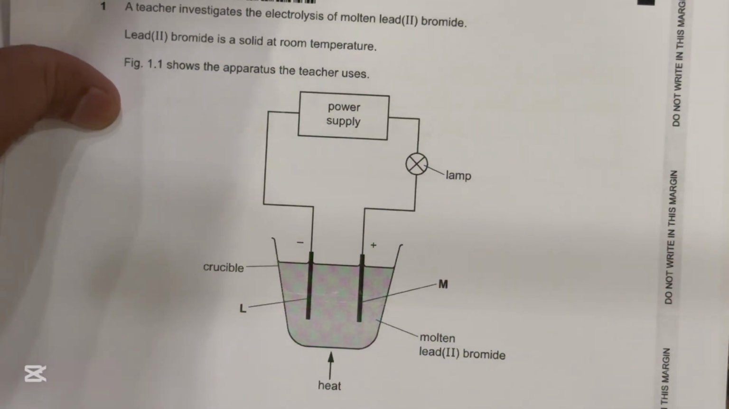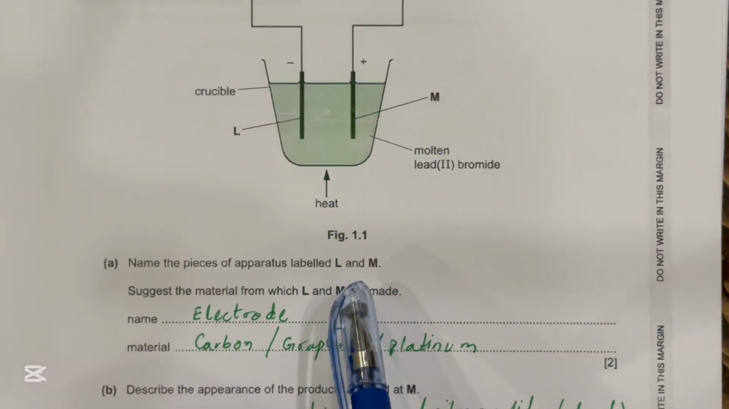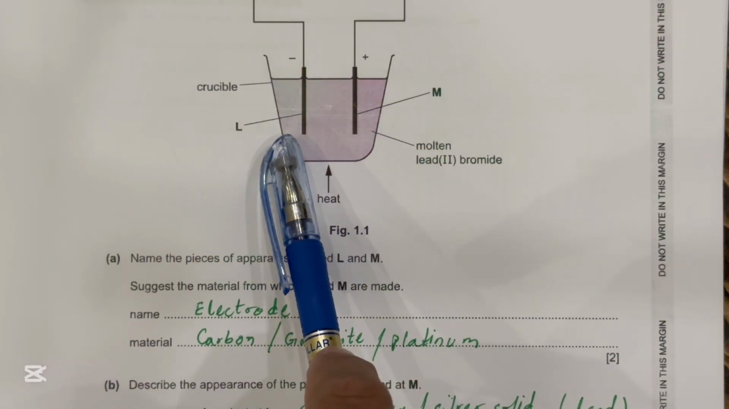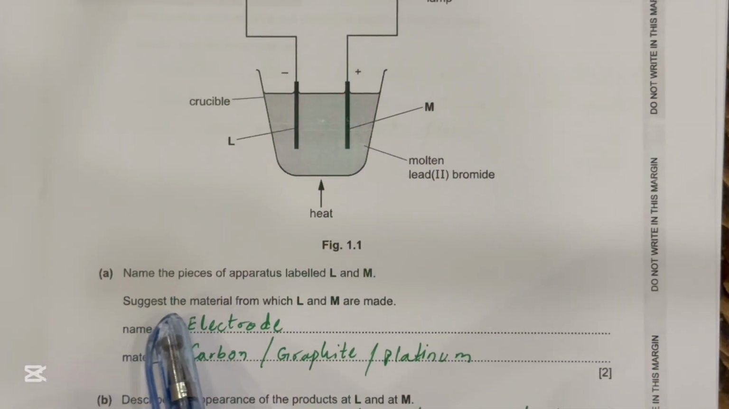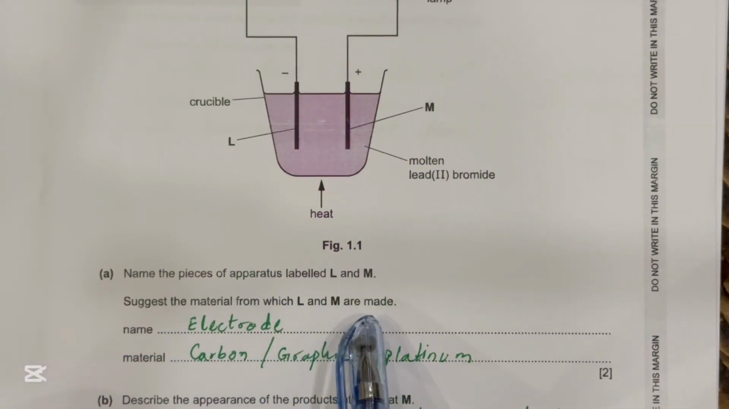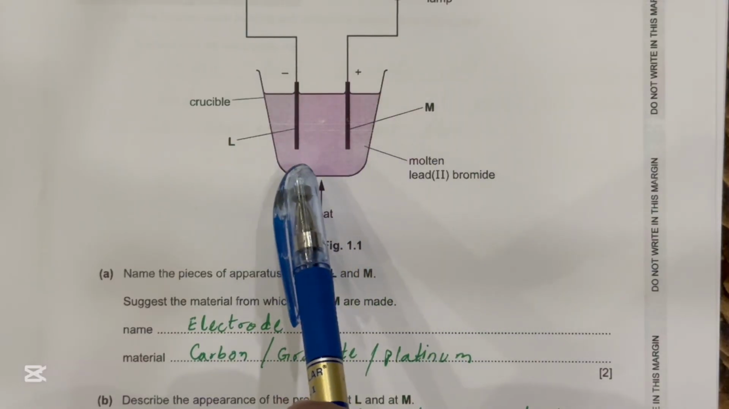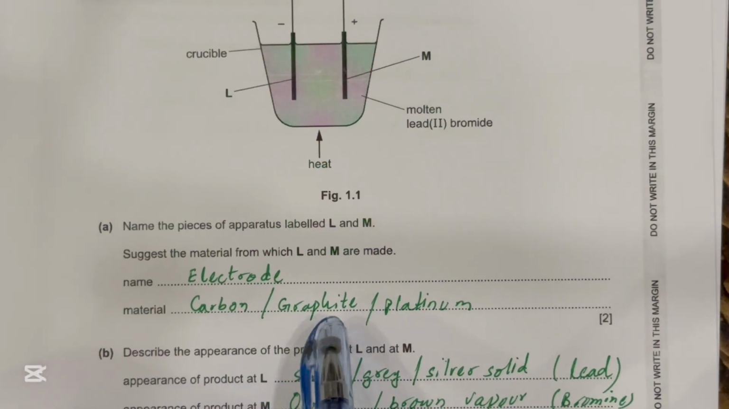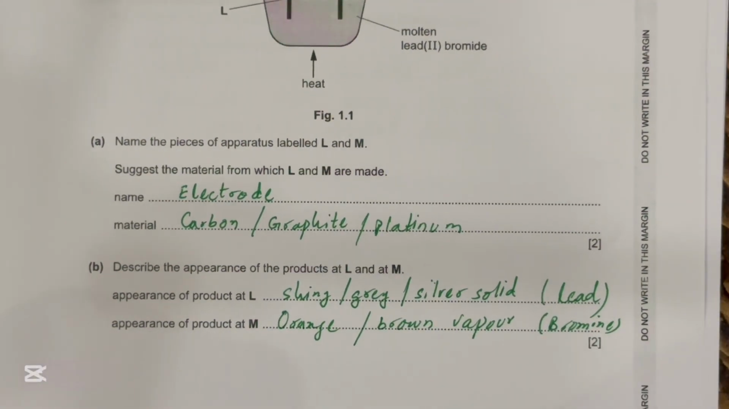Okay, we need to read the question. Name the pieces of apparatus labeled as L and M. We know that these are electrodes, so we can write it as electrodes. Suggest the material from which L and M are made. These materials can be carbon, graphite, or platinum, so you can write any one of these to get full marks.